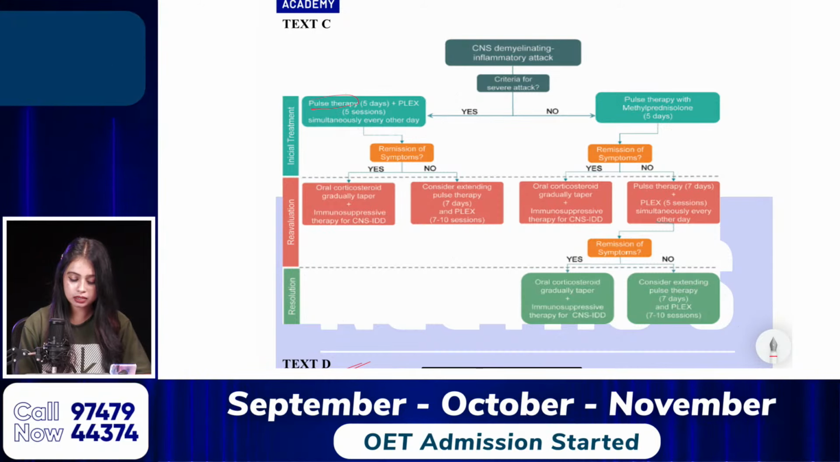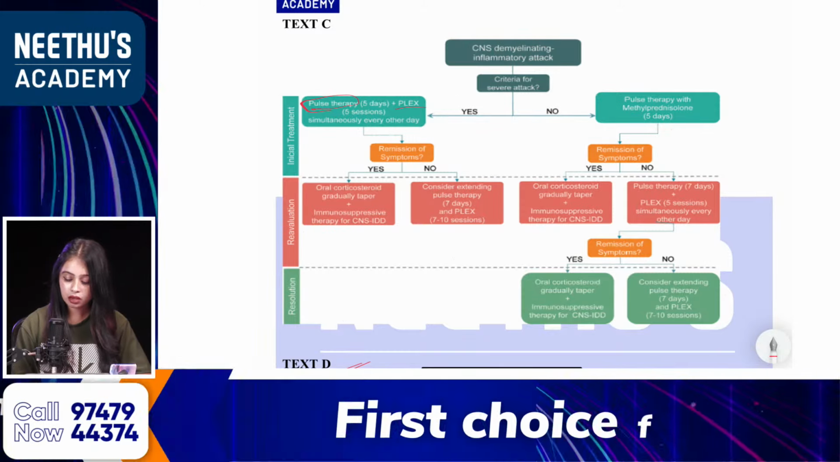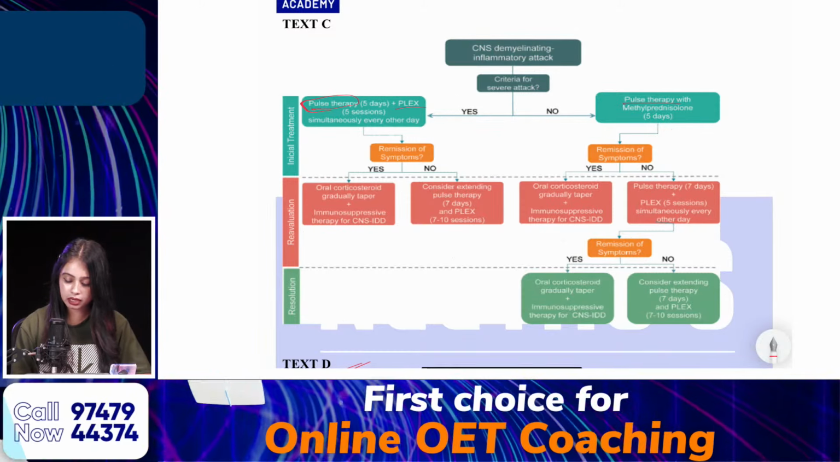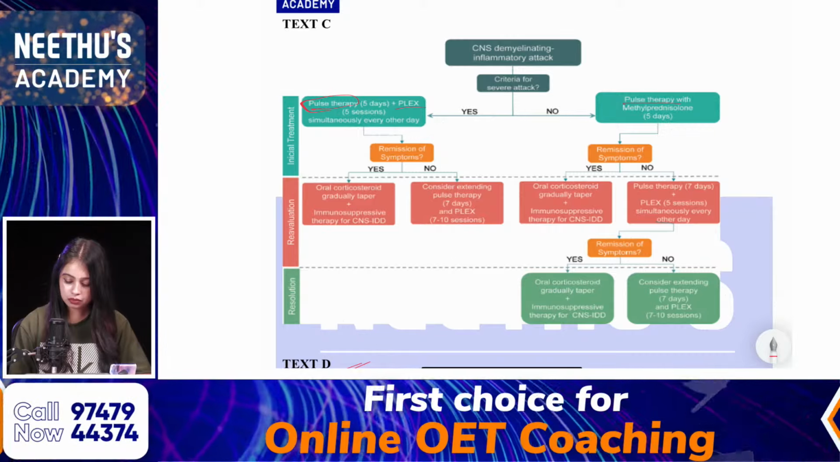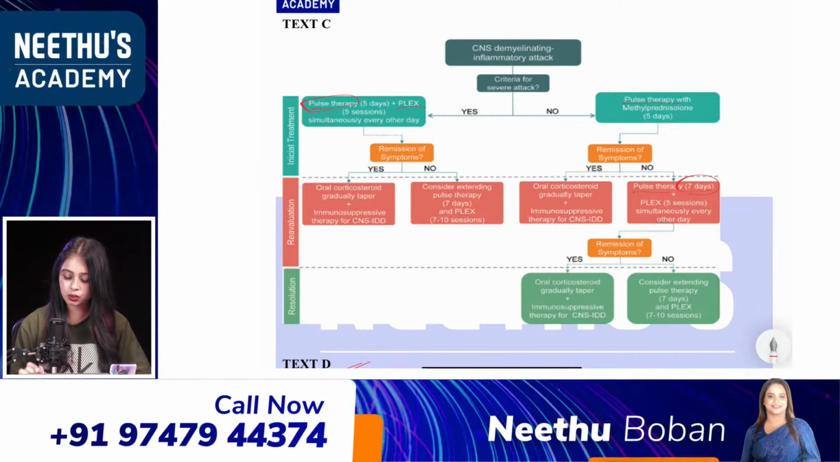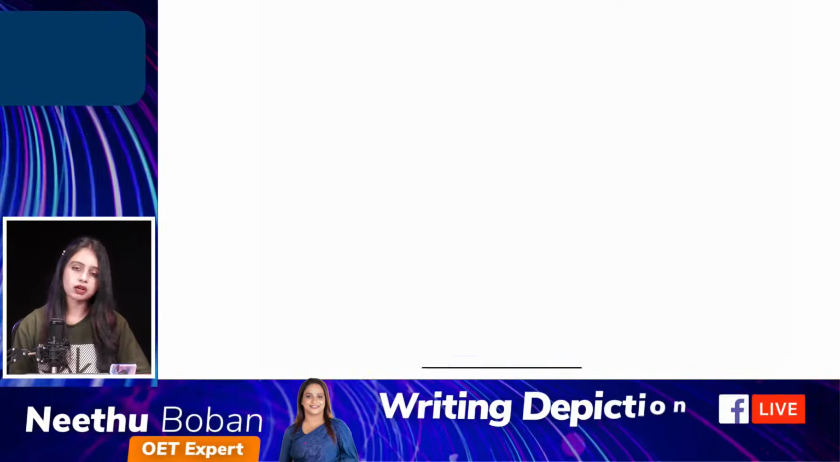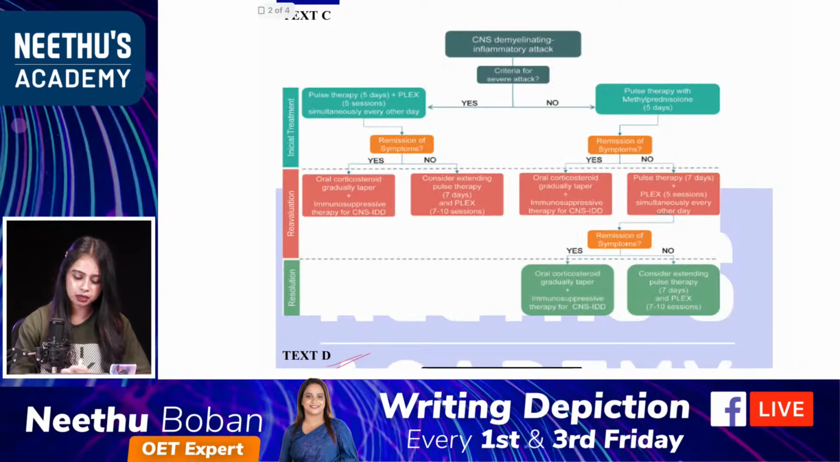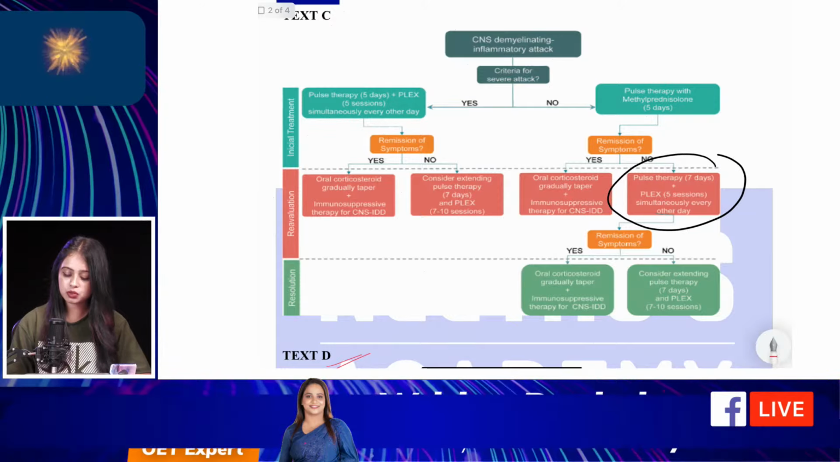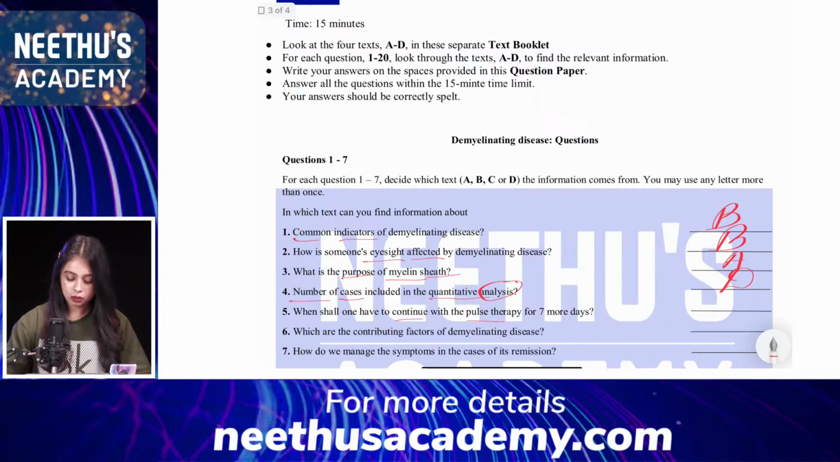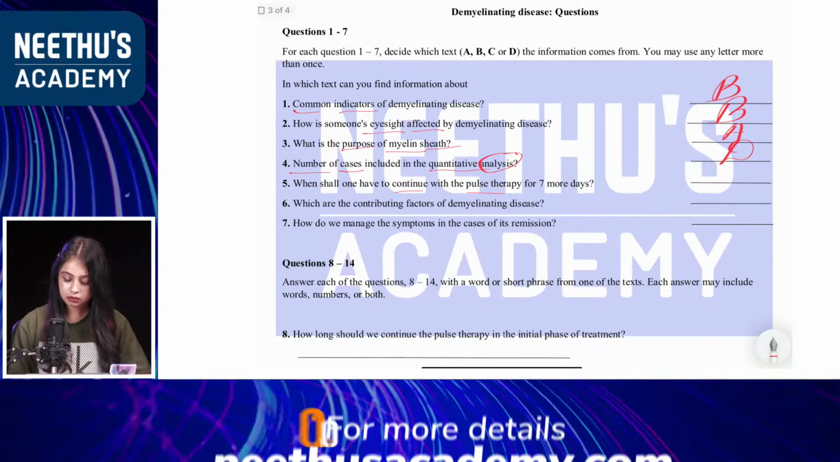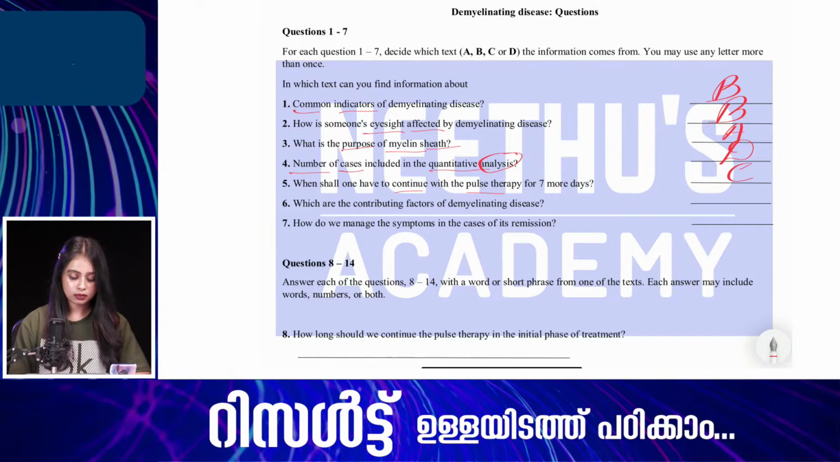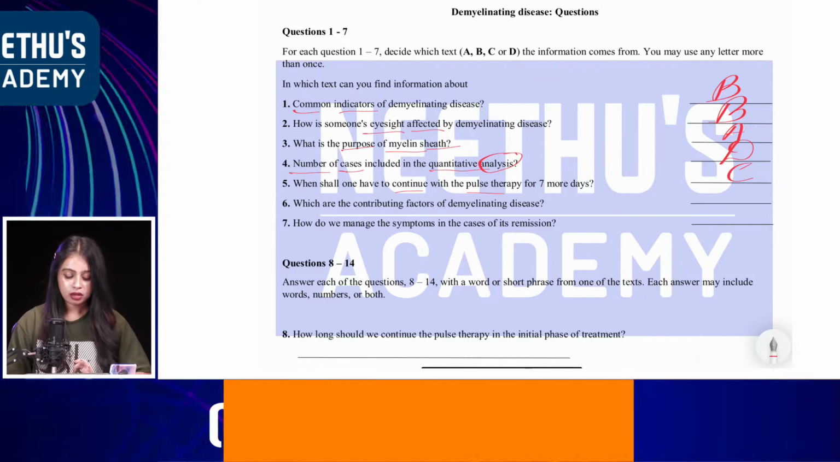Yeah, here. Pulse therapy, 5 days plus Plex, P-L-E-X. Again here pulse therapy, 5 days. Then pulse therapy, 7 days. So actually, here is our answer. It's from text C. So something has happened in between, I have no idea. So the answer will be from C. Very good. Correct answer.